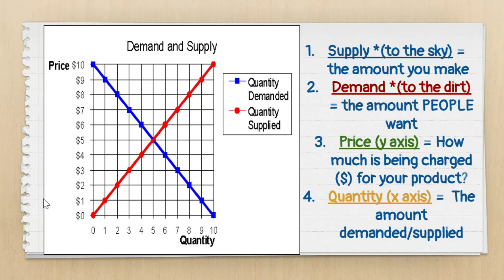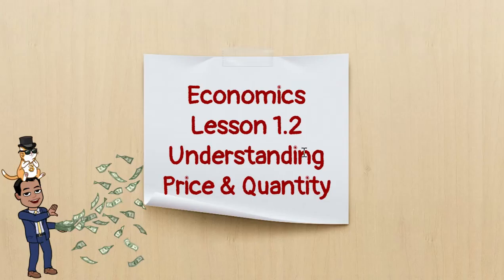And all 4 of these components, supply, demand, price, and quantity, will go into one of these graphs. And that is what you're going to have to look for when you are trying to understand how much to charge, how much to produce, how much is being demanded, and how much you should supply. So all of these things will go into the graphs we will look at in future lessons. The next lesson we're going to look at is Economics Lesson 1.2, the understanding of price and quantity. In the next lesson, we're going to delve deeper into those two components of the graph.